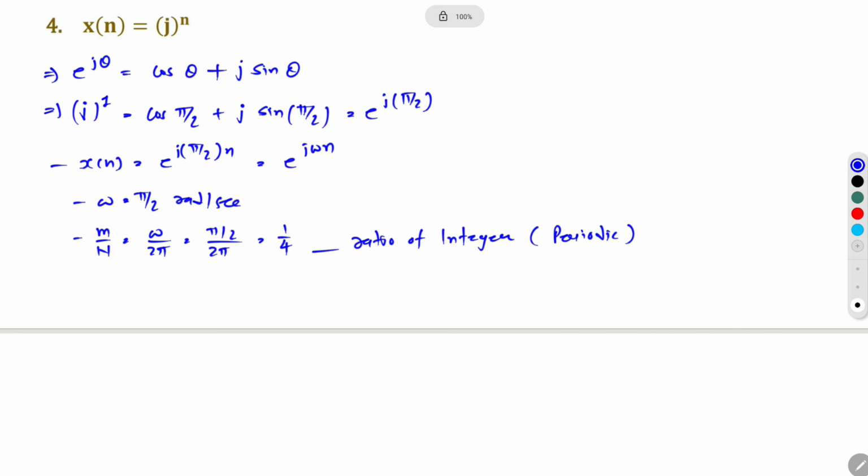Now if it is a periodic signal, then what is the fundamental period? Fundamental period N naught is 2 pi by omega into small m. Here omega is pi by 2, into small m. This pi is getting cancelled, 2 will go in the numerator, so this will be 4m. And here we need to keep the value of small m minimum for an integer value of N naught. So if you keep small m equal to 1, then you will get N naught equal to 4, right? So 4 is the fundamental period, meaning after 4 samples, the given signal will be repeated over here, right?